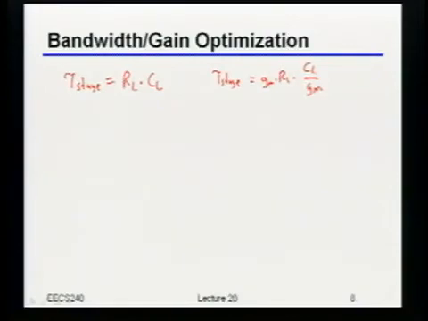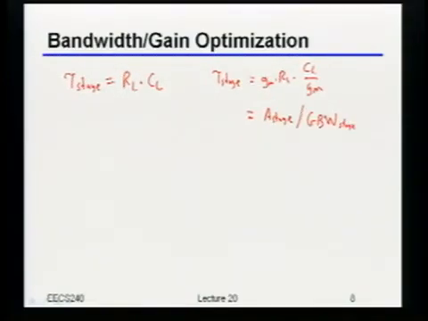So now hopefully it's clear why I did this, because this basically says that the time constant is just the gain of the stage, GM RL, divided by the gain bandwidth, GM over CL. Okay? And let's actually call this the gain bandwidth of the stage.